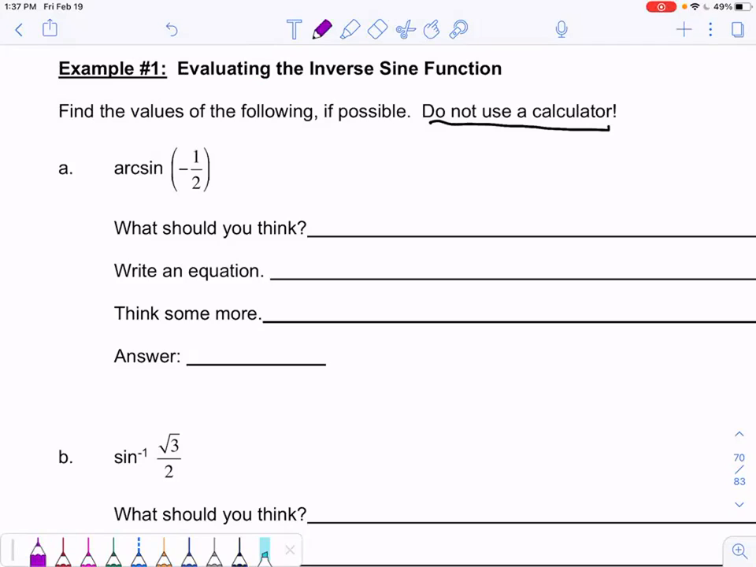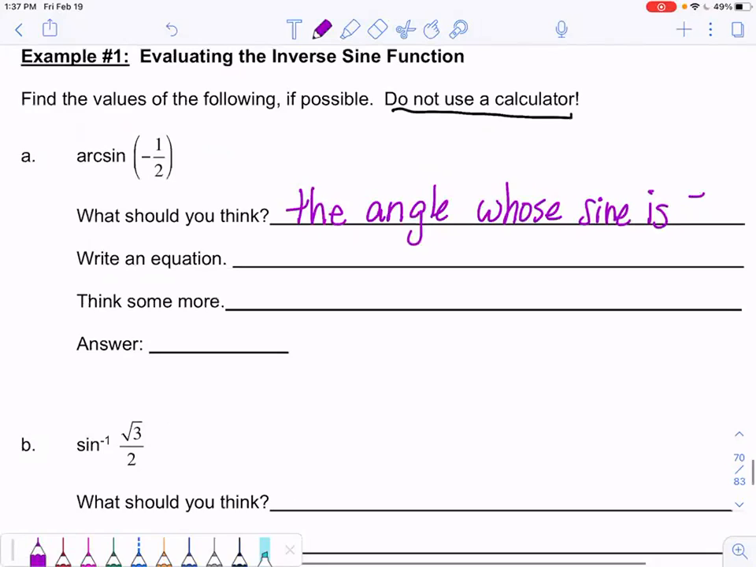We're really finding the angle whose sine is -1/2. That's what that means. So we're trying to find the angle whose sine is -1/2. Again, you don't have to write that in your homework tonight, but that's what you're trying to find when you're finding an inverse. We're trying to find the angle.